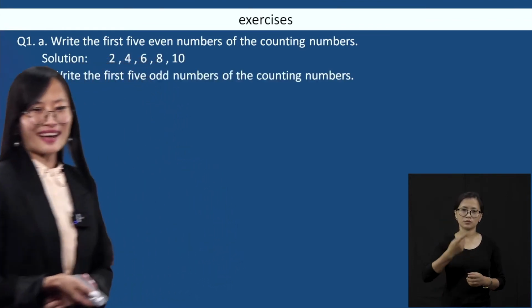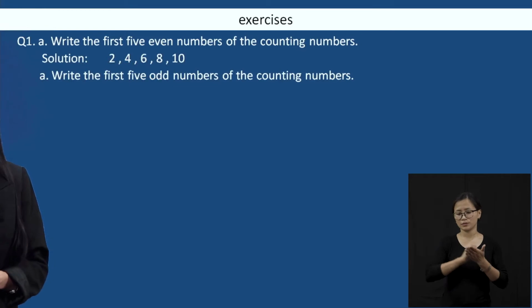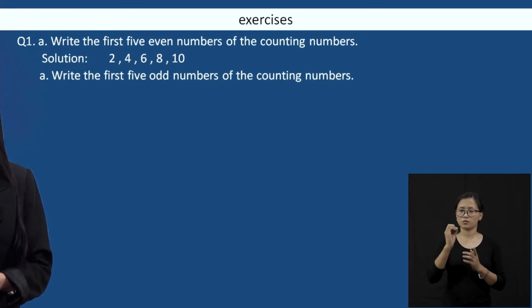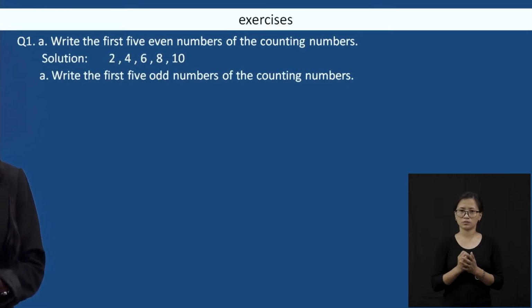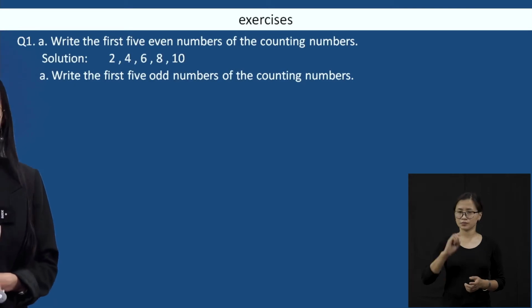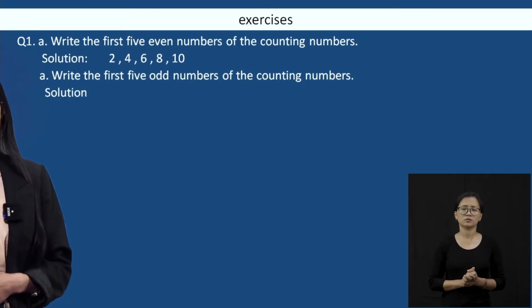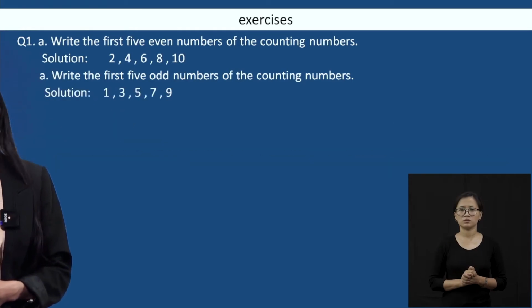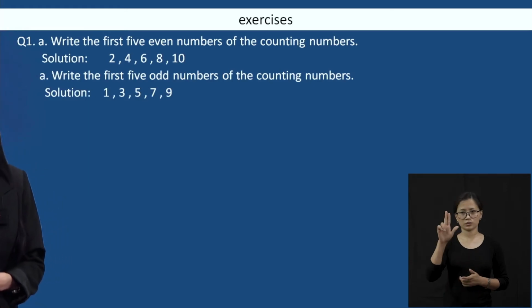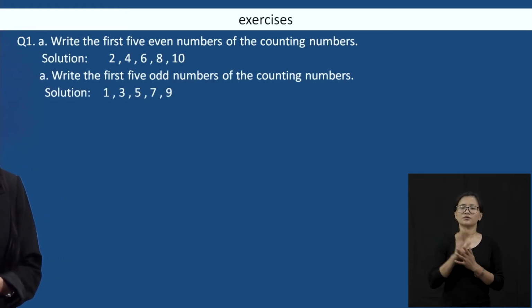Next question we have. Write the first 5 odd numbers of the counting numbers. So the first 5 odd numbers are which numbers? 1, 3, 5, 7, and 9.